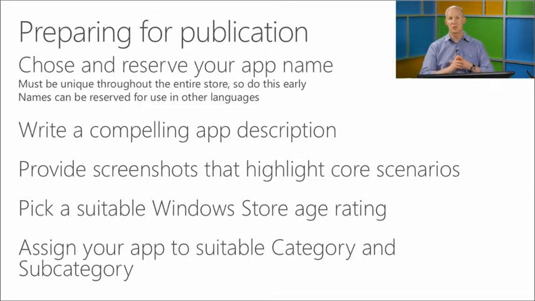You're going to pick a suitable store age rating, and the requirements across age rating, like if you're going to connect to a network, you have to be 12 and above. Those kinds of things are very clear in the requirements. And then assign your app to a suitable category and subcategory, so when people are looking for games or productivity apps or news apps, your app will show up.